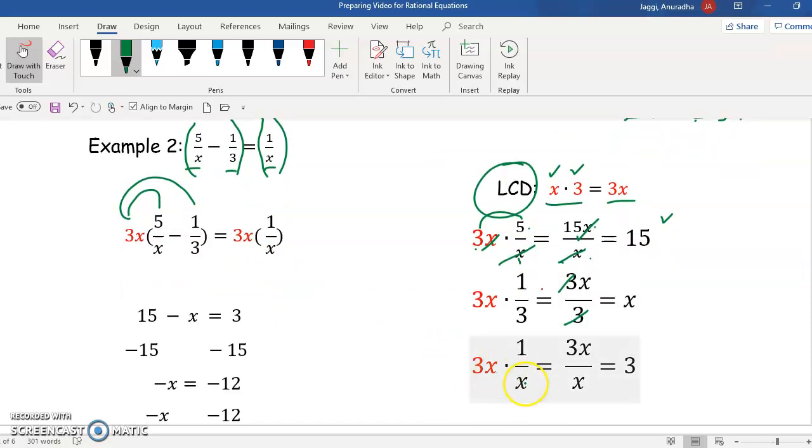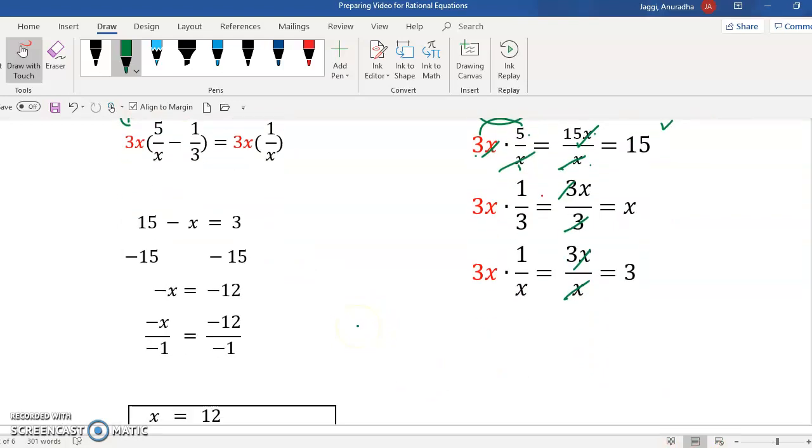3x times 1 over x, x gets cancelled with x and you get a 3, or 3x times 1 is 3x, then divided by x, so x gets cancelled with x, and that is a 3. So now I'm going to replace this 3x times 5 by x with 15 that we got here. 3x, and then copy down the minus sign here. 3x times 1 by 3 we found out is equal to x, and then the right hand side was equal to 3. Now again, it's a simple linear equation that you need to solve for x.